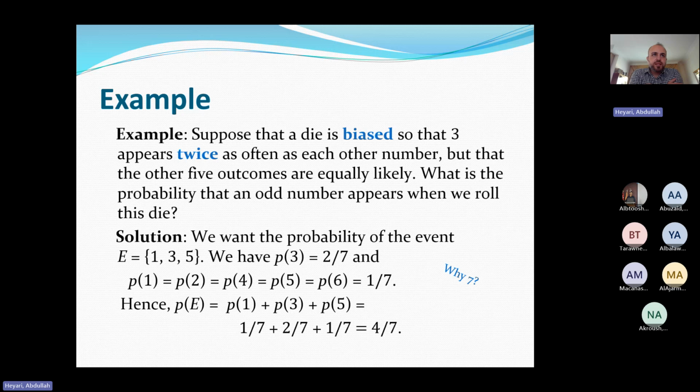So let's see for our major event, which is 1, 3, or 5, the set of odd numbers to appear. 1 has a probability of 1 over 7. Also 5 has the probability of 1 over 7, but 3 has the probability of 2 over 7. That would be 1 plus 1 plus 2 divided by 7, which is 4 over 7.